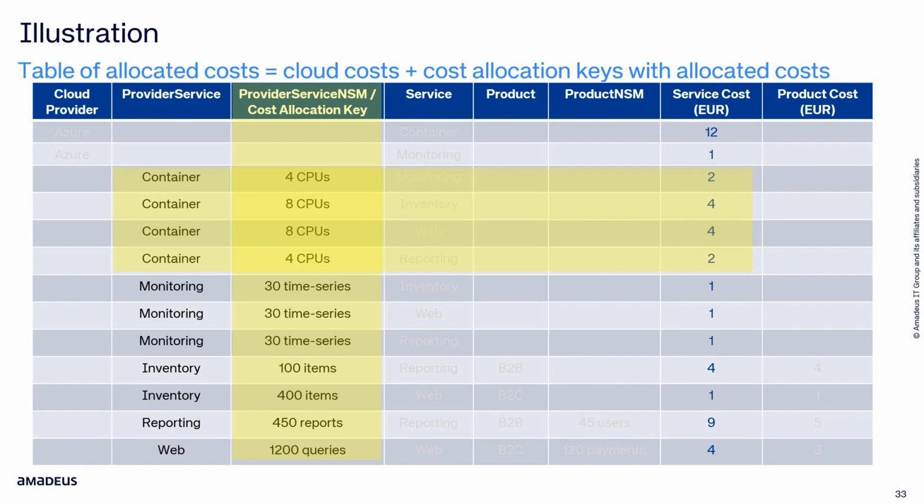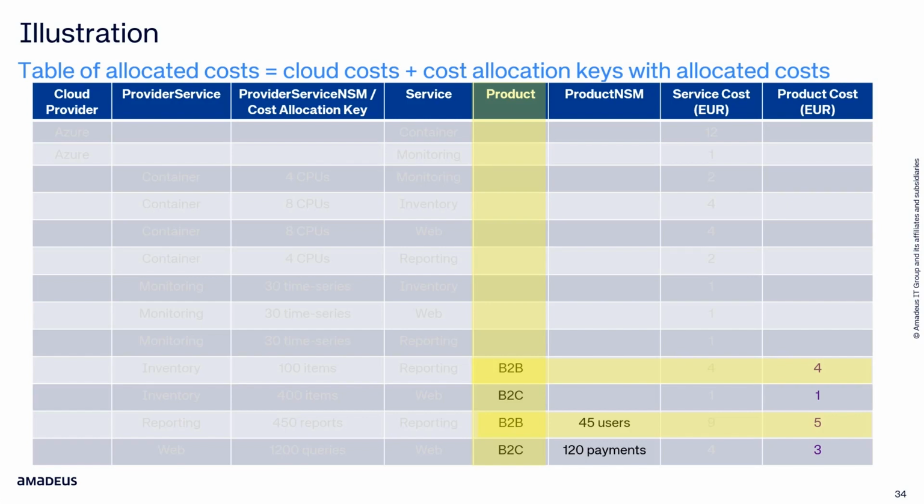The table contains also the technical NSMs and the business NSMs, so it can be used to calculate the NSM unit costs. For the technical NSMs, you can see here that the container platform provides 24 CPUs for a cost of 12 euros. So the unit cost of a CPU is 12 euros divided by 24, which is 0.5 euros. Concerning business NSMs, you can see here that the B2B product has 45 users and costs 9 euros. So the unit cost of a user is 9 euros divided by 45, which is 0.2 euros.